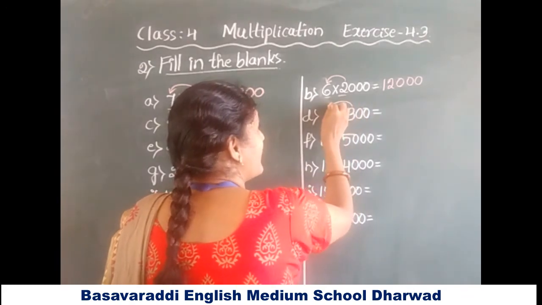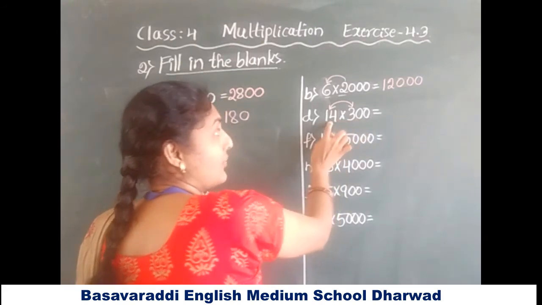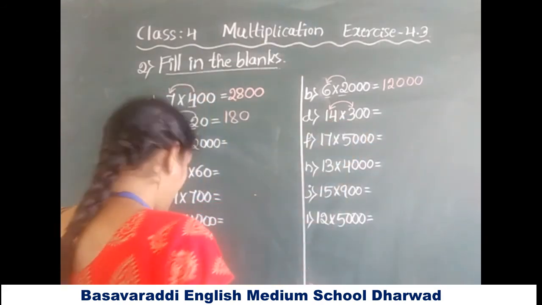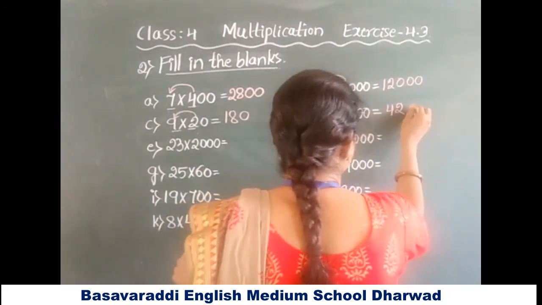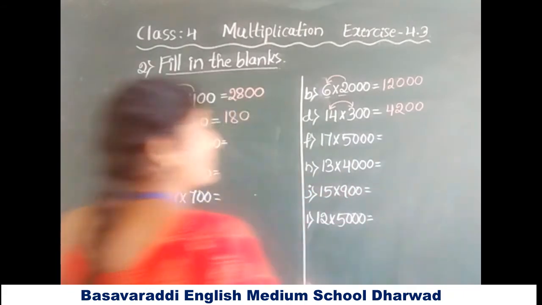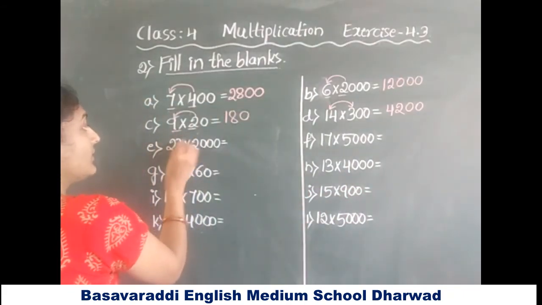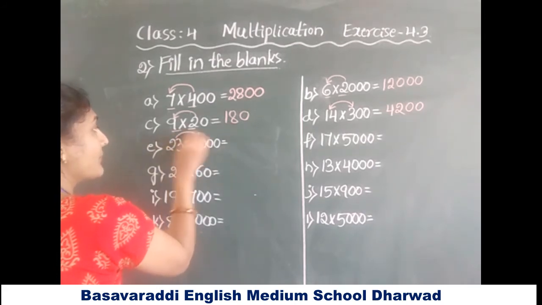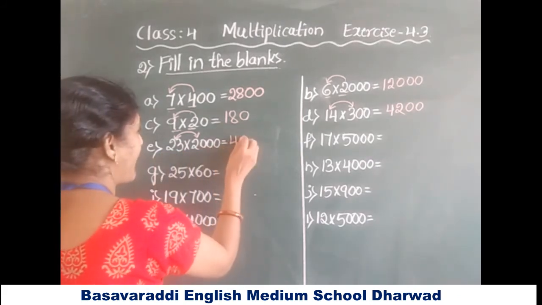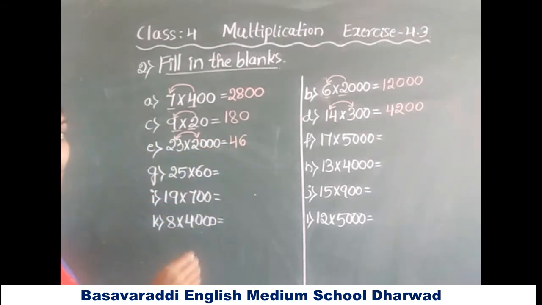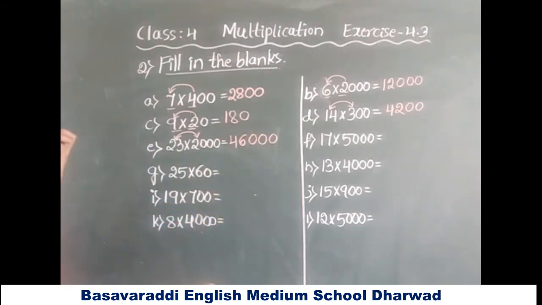Next, 3 14s are, 14 threes are 42. Then write the 2 zeros there. The 4200. Next, the 23 twos are 46. Then put the 3 zeros there. 46,000.